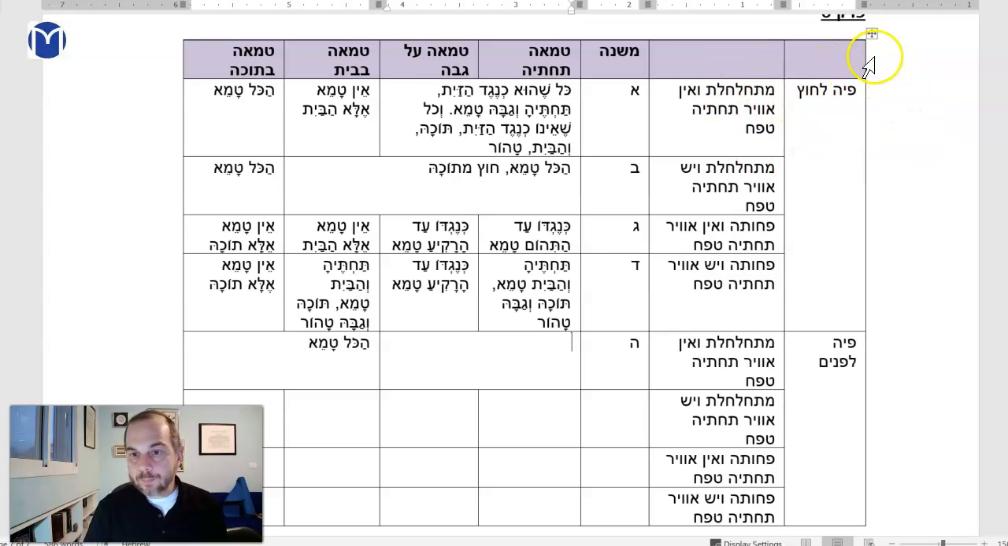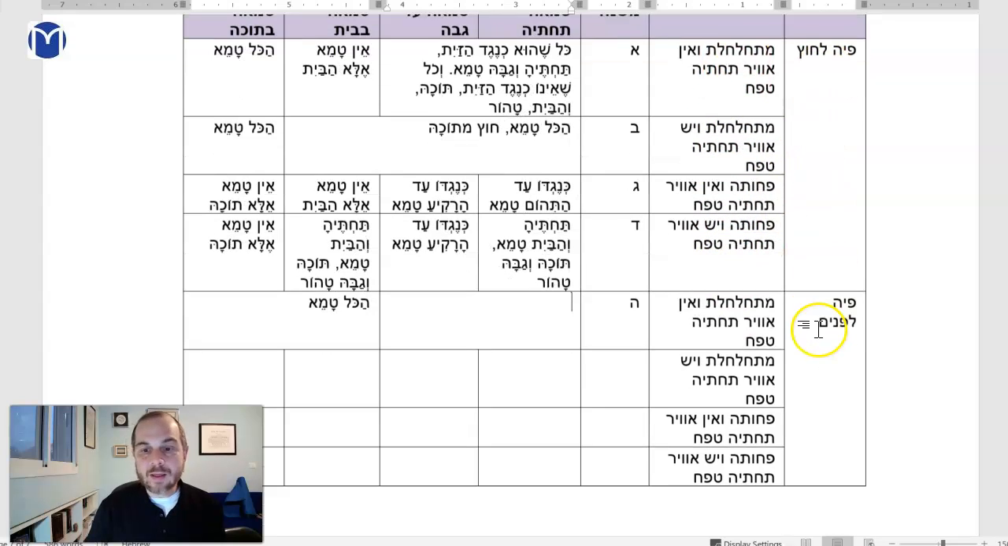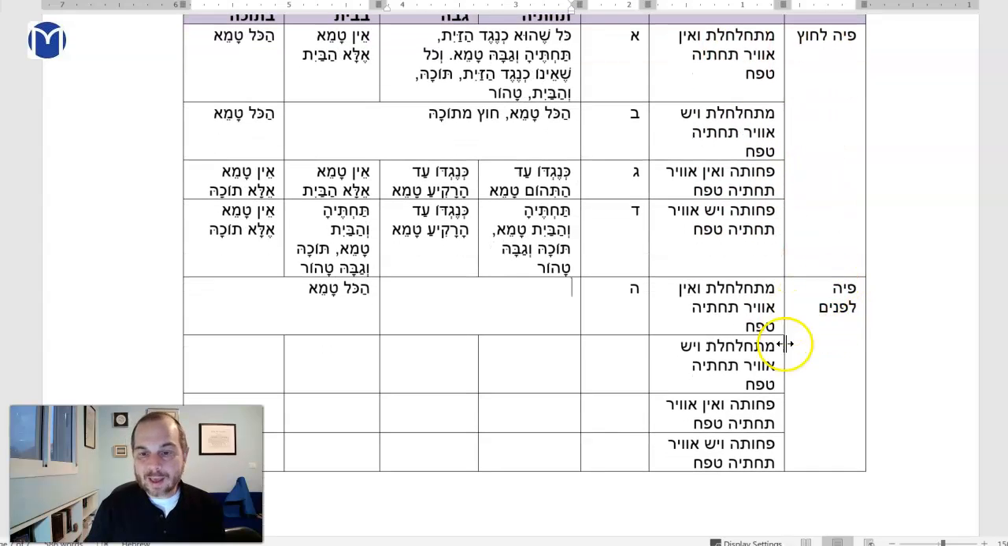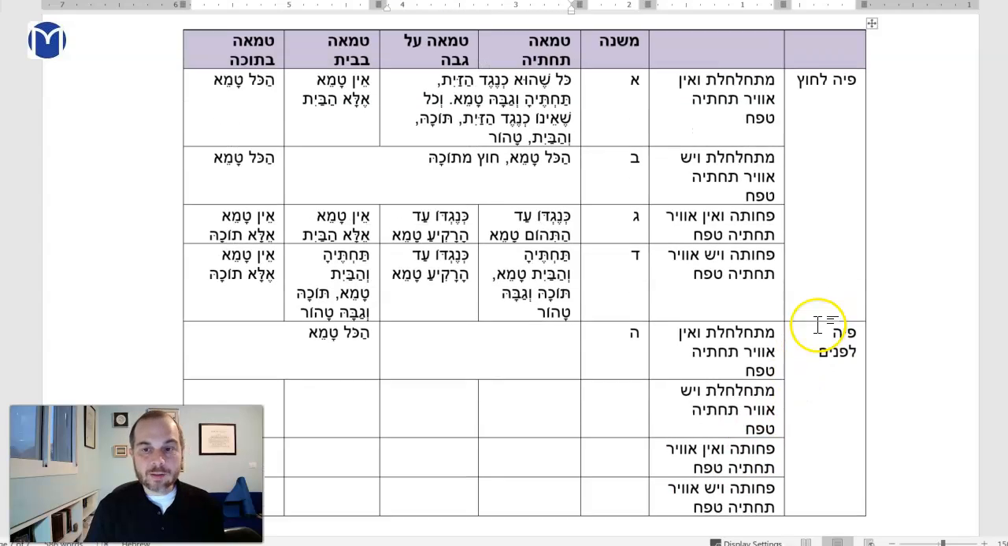Until now, we talked about piha lachutz, and we talked about mitchalchelet, which meant that it was a kli, or pechuta, which meant that it was an ohel. So those are the two general categories: mitchalchelet kli, pechuta ohel, piha lachutz. Now the Mishnah is going to do the exact same four categories, piha lifnim, and then go through Mishnah Hey, Mishnah Vav, Mishnah Zayin, Mishnah Chet. So it should be relatively straightforward.